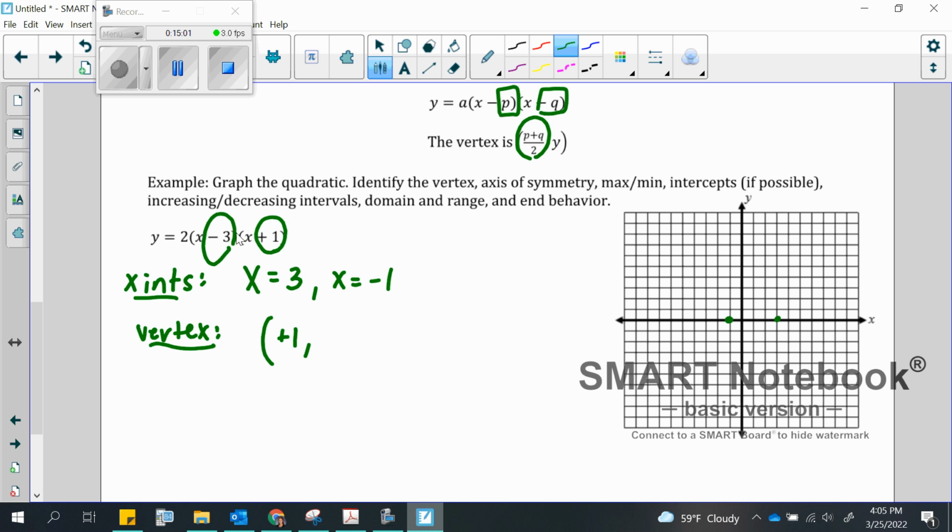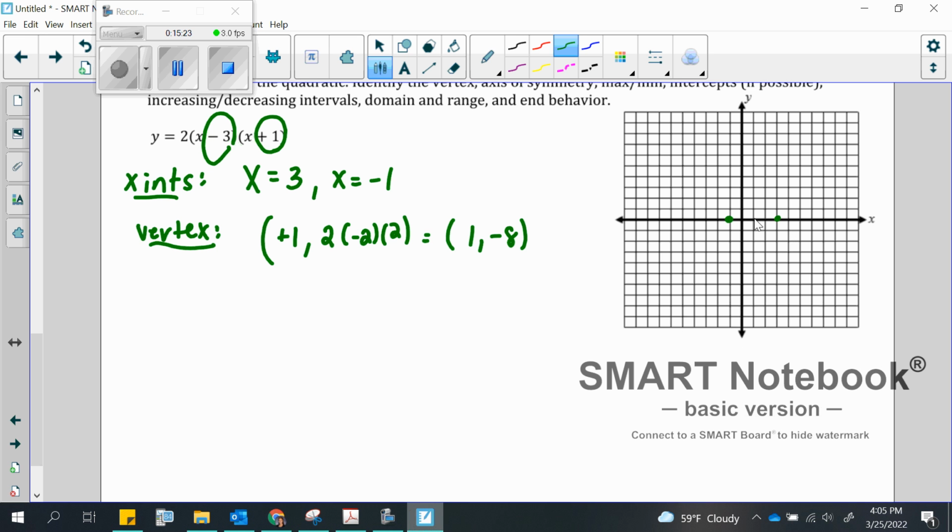And then you just plug that back in to the original to get the y value. So 1 minus 3 is negative 2. So we're going to get 2 times negative 2 times 2, which just gives me that my vertex is 1, negative 8. So 1, negative 1, 2, 3, 4, 5, 6, 7, 8. There's my vertex, and that's all I need. If I can find those, I can plot the rest of my function, and that's all I need to graph my parabola. And of course, you can graph it a little bit nicer than mine looks.